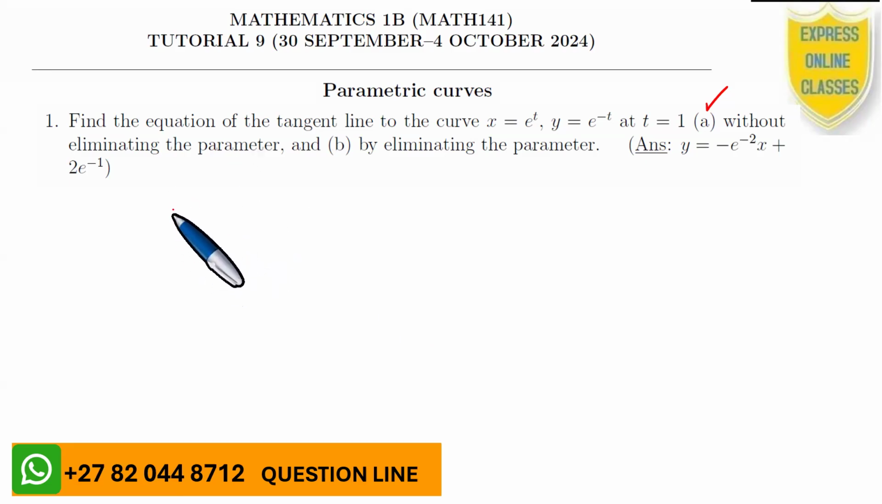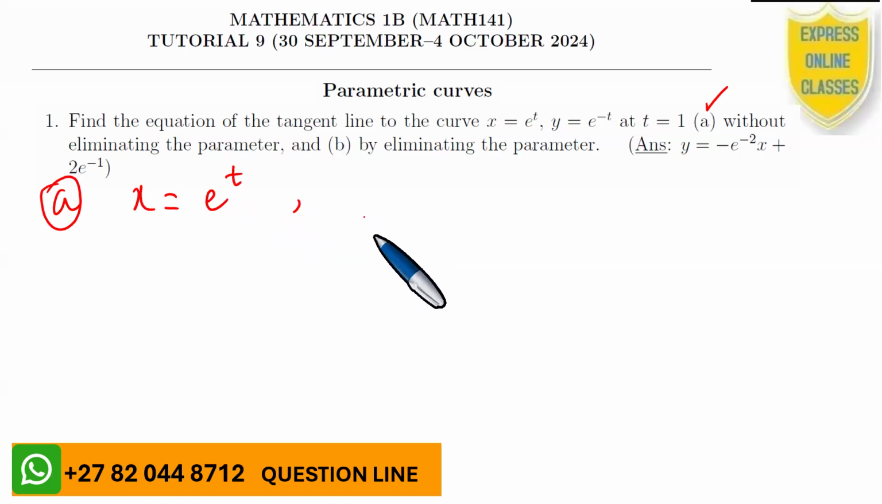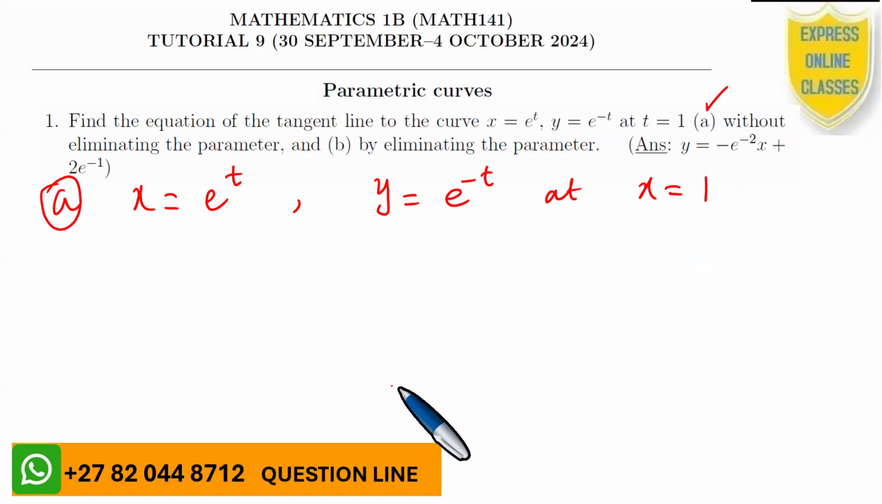You'd actually be aware that at this point, we have the following. In part A, we have x, which equals e to the power t. Simultaneously, we have y equals e to the minus t. And these happen at t equals 1. What do we do here?